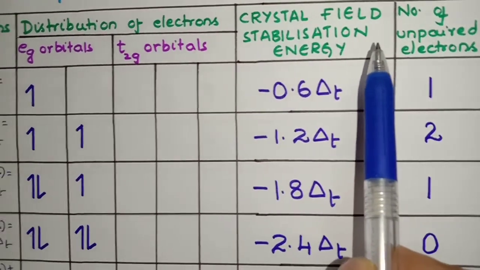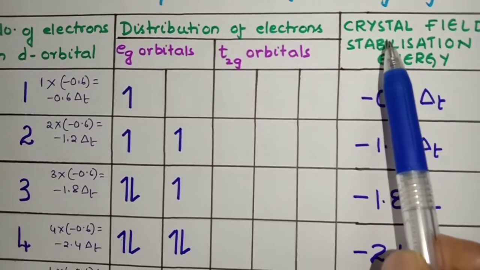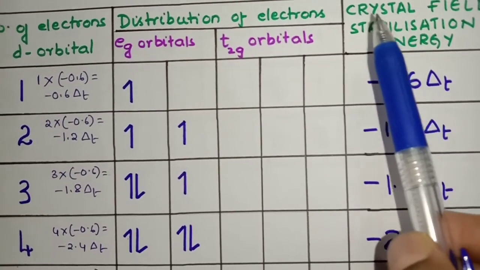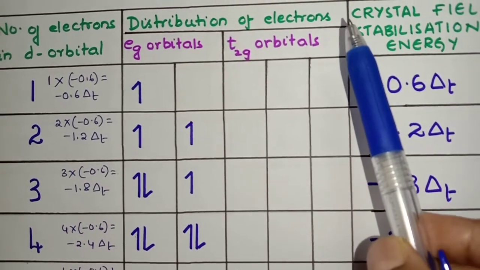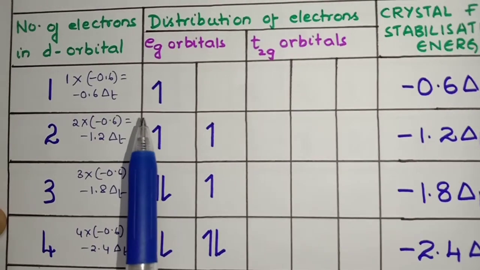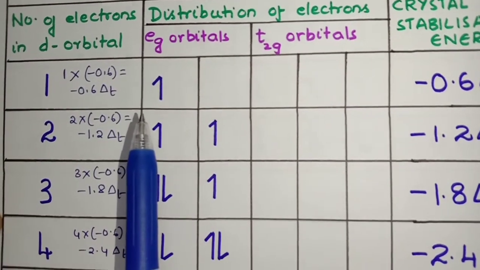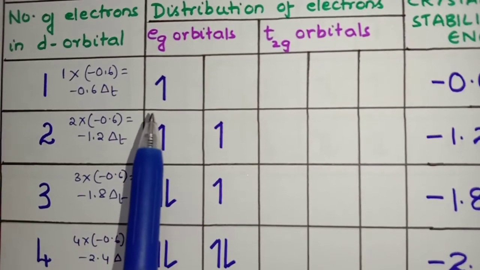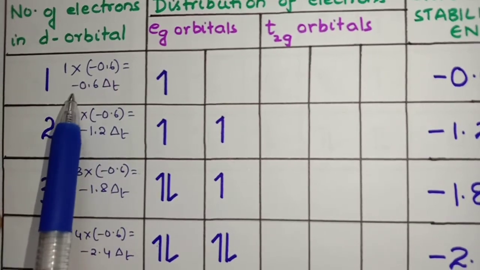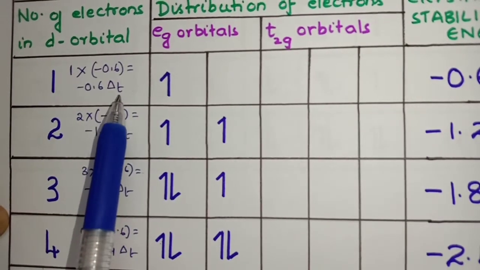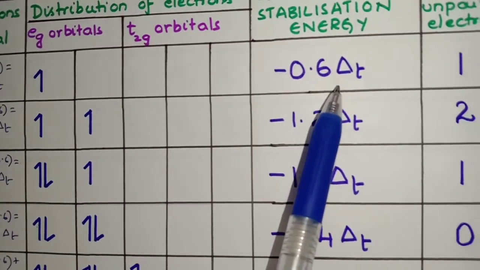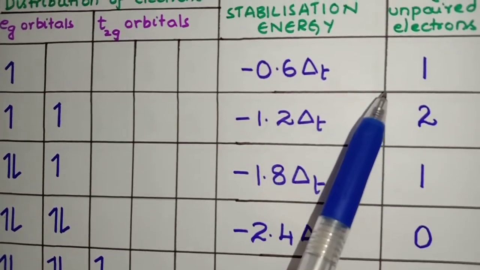So, to begin with, the first one, if the number of electrons in d orbital is 1, where does this electron enter into? This electron enters into the first Eg orbital. So, what will be the CFSE value now? According to the formula, 1 into minus 0.6, it is equal to minus 0.6 delta T units. The same I have written here, minus 0.6 delta T. Number of unpaired electrons is 1.